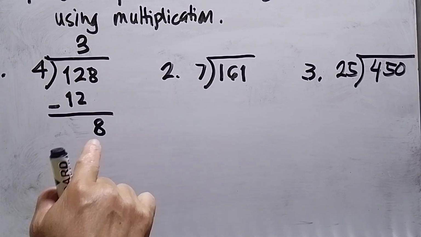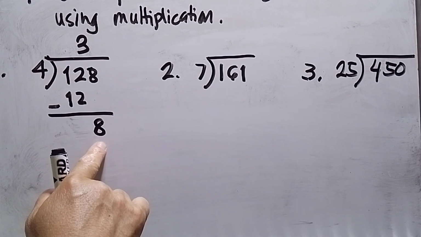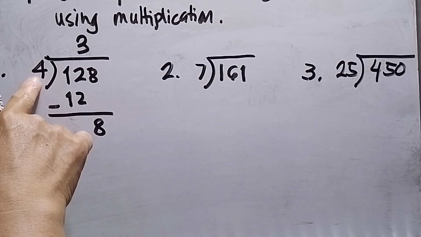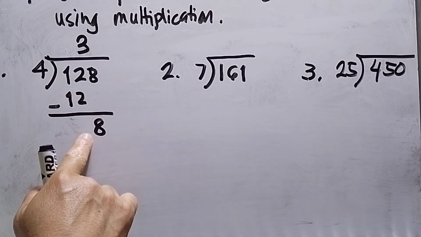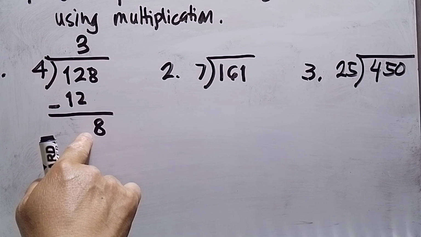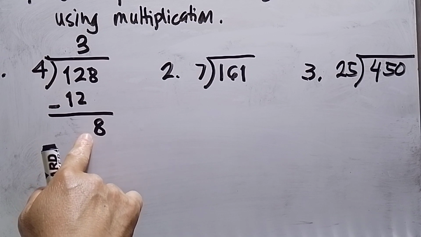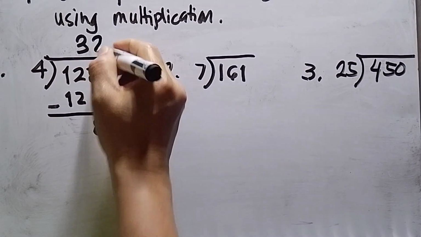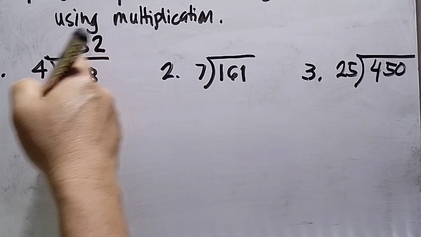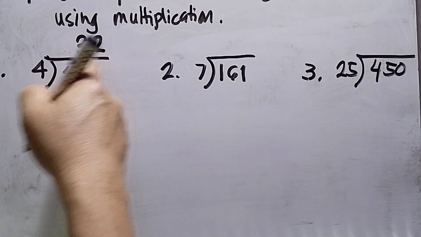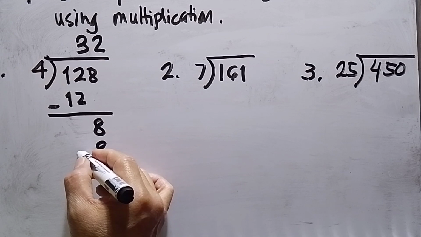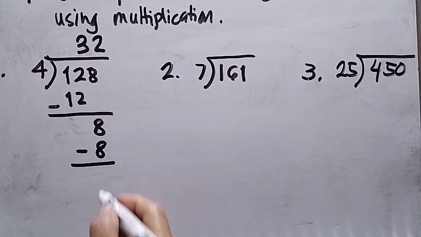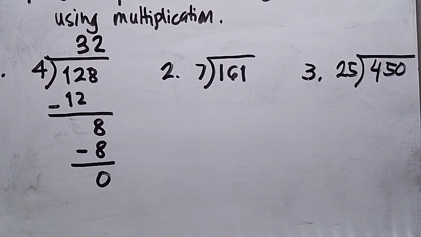Now, our new dividend is 8. Now, how many 4 do we have in 8? So if we use skip counting, 4 and then 8. So I have 2. And then multiply my quotient to 4, or my divisor. 2 times 4 is 8. And then subtract. So this will be equal to 0. So therefore, my quotient is 32.